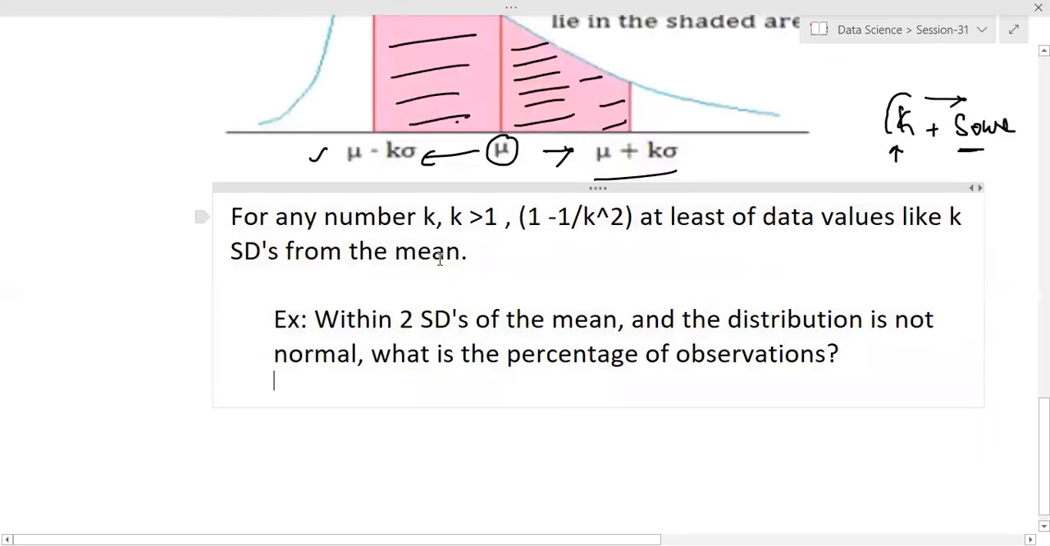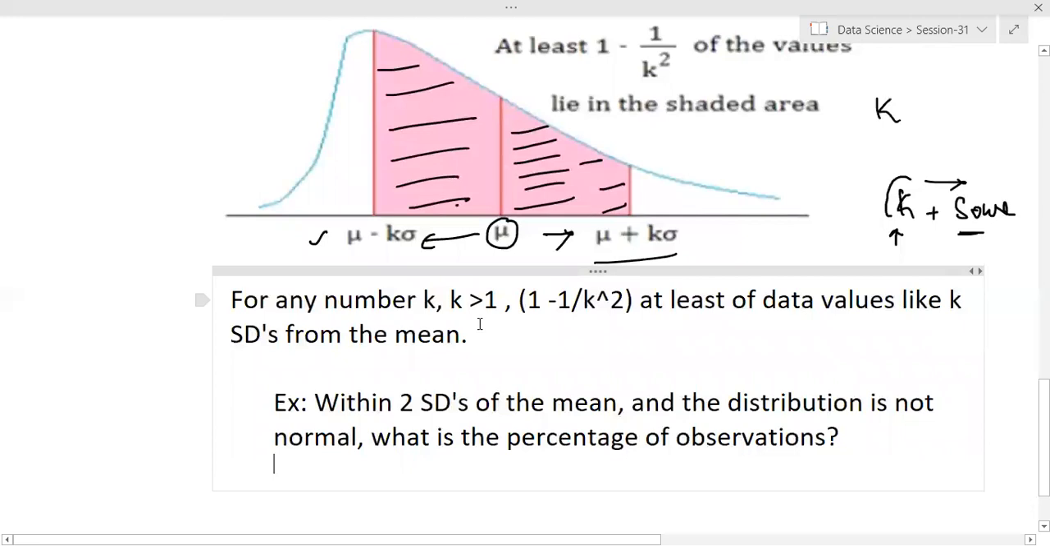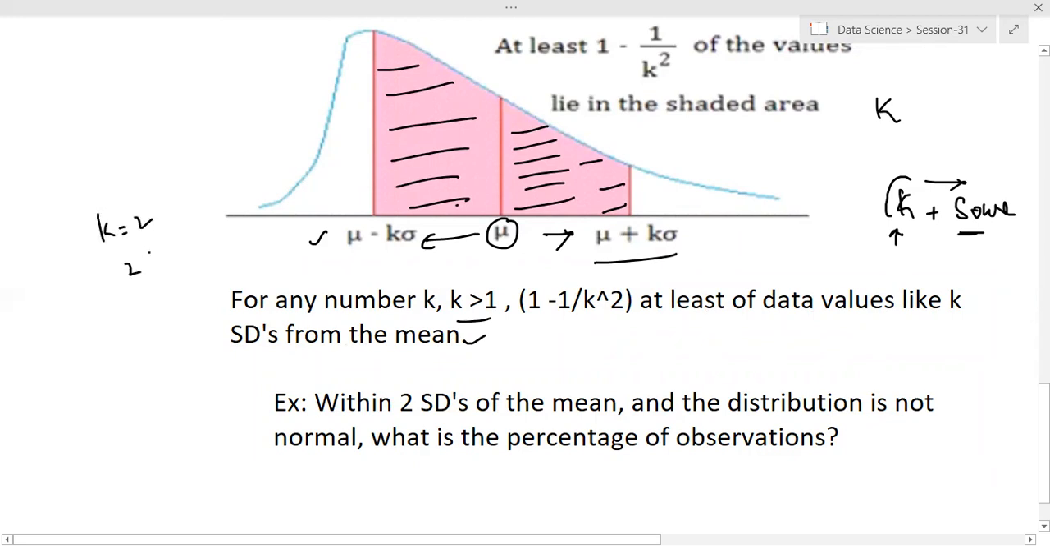Observe here, for any number k, that means k greater than 1. If my k is greater than 1, then at least 1 minus 1 by k square of data values lie within k standard deviations from the mean. Maybe if I'm giving k value as 2, that is 2 standard deviations. If k value is 5, 5 standard deviations, like that.